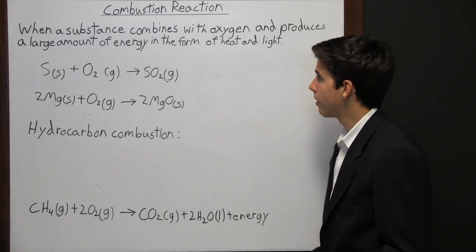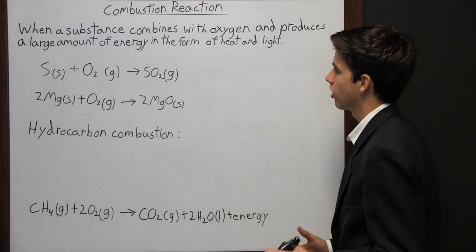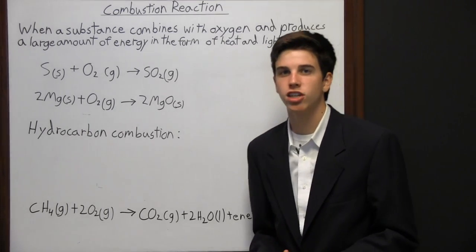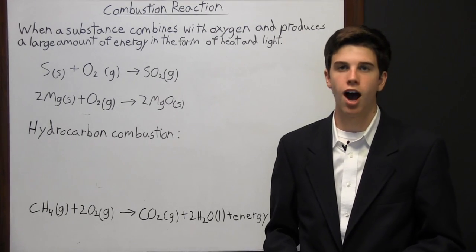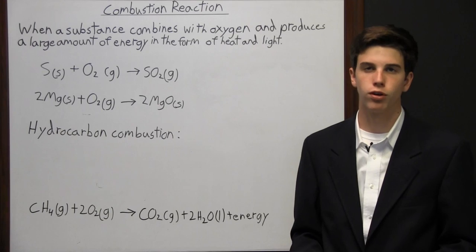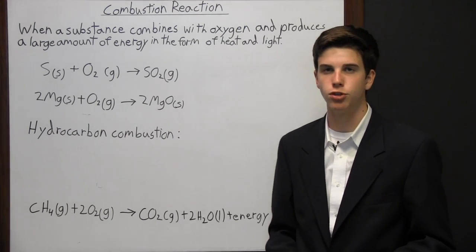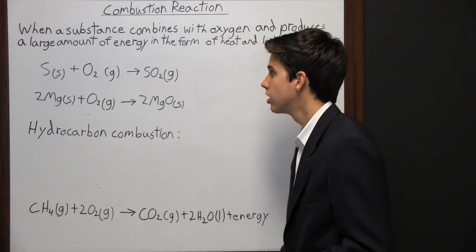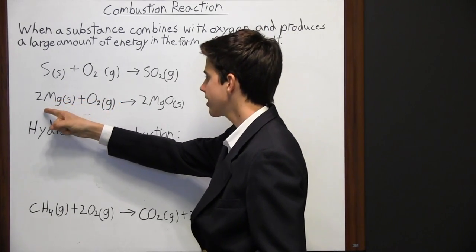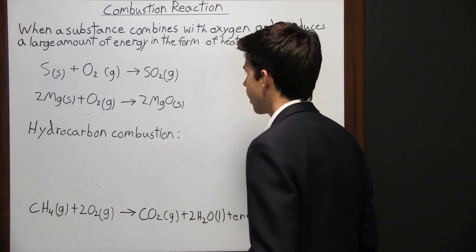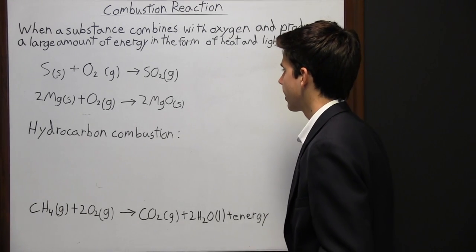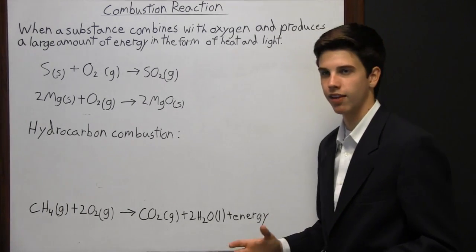When a substance combines with oxygen and produces a large amount of energy in the form of heat and light, a combustion reaction is taking place. Oxygen can combust with compounds such as magnesium and sulfur. So here are some examples of sulfur and magnesium combustion reactions. Here we have sulfur combusting with oxygen and magnesium combusting with oxygen. In addition to the compounds that they form, they are also creating energy in the forms of heat and light.